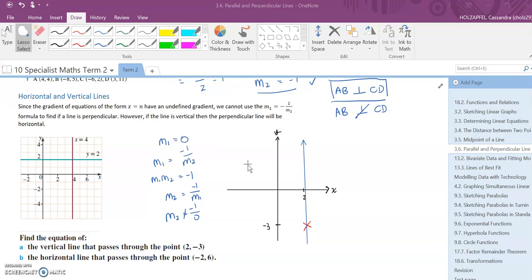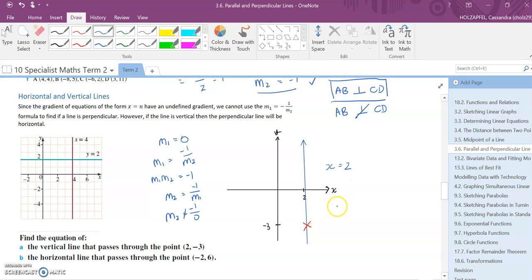So if I wanted to look at the equation of this particular vertical line, I know that because it's a vertical line, it's going to have a formula that is x equal to a constant. And because it doesn't actually matter what the value of y is, I know that it's always going to go through x is equal to 2. I'm just going to write that as my formula. So really simple, x is equal to 2.